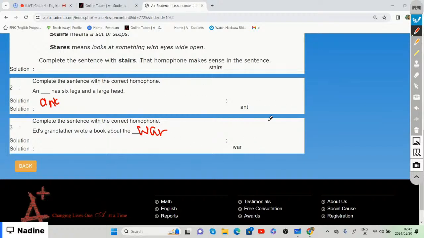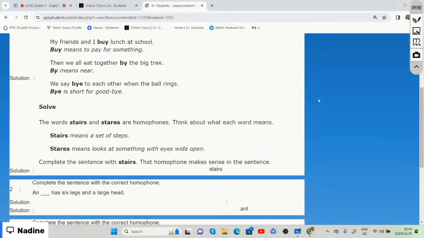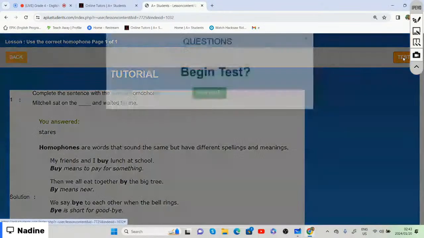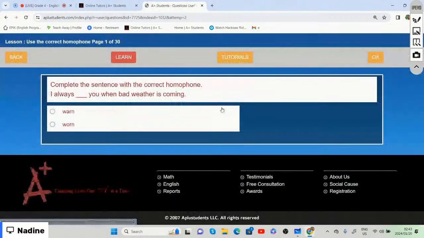All right. Now we're going to our test, right? We need to complete the sentence with the correct homophone. I always, do we say I always warn? Well, I always warn you when bad weather is coming. I always warn you, which is the first one, or I always worn you when bad weather is coming. Which one is correct? Is it the first one or the second one?